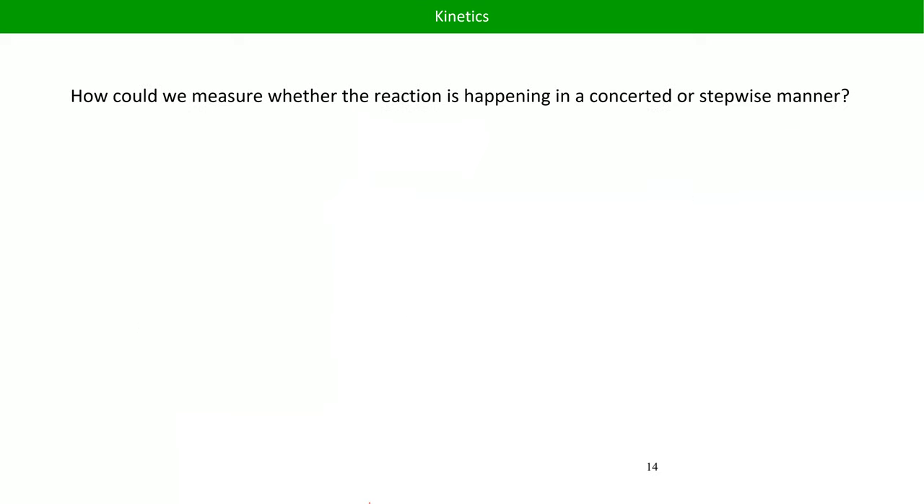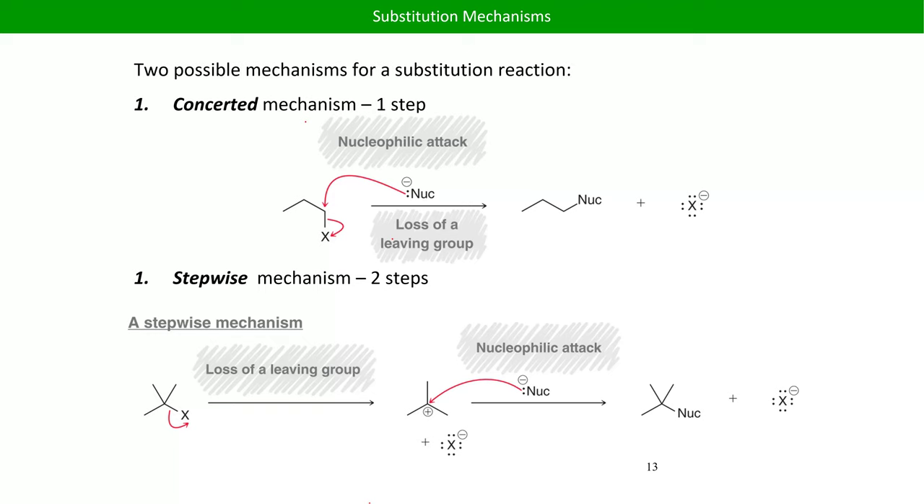Because if it's a concerted mechanism, it should be a second order rate law. Right? Because if it's a concerted mechanism, then the rate is going to rely on your nucleophile having to bump into your carbon in order for this to happen, right? If it's a stepwise mechanism, the slow step is actually going to be leaving group leaves because you're making an intermediate that's less stable than what you started with, right?